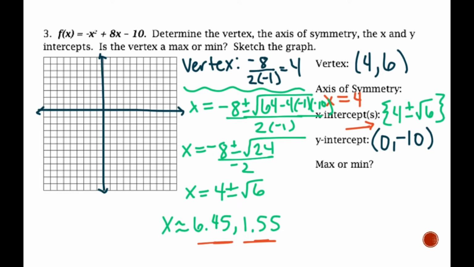So 4, 6 is right there. The y-intercept is 0, negative 10. Okay, right there. And then we're going to graph the approximate locations of the x-intercepts.